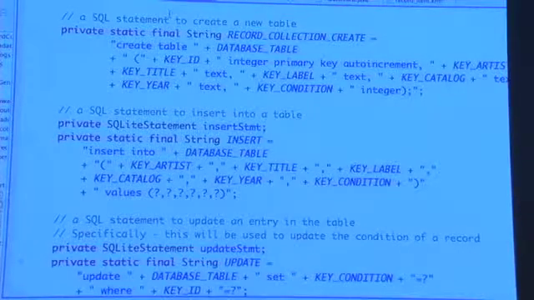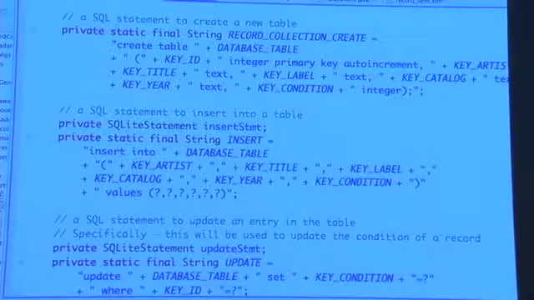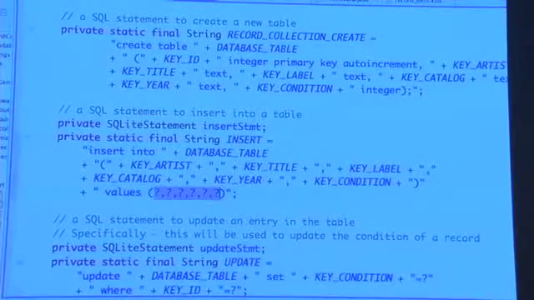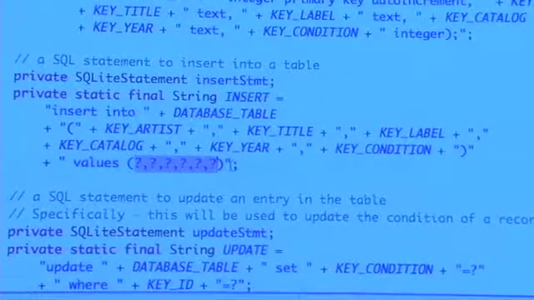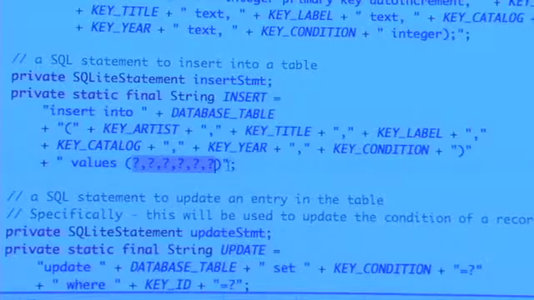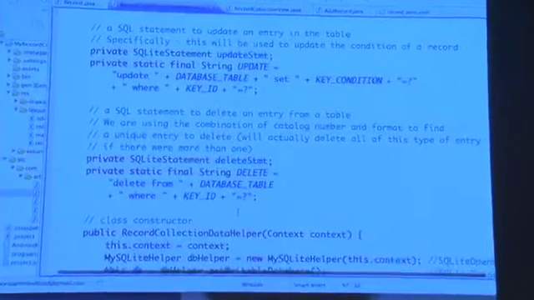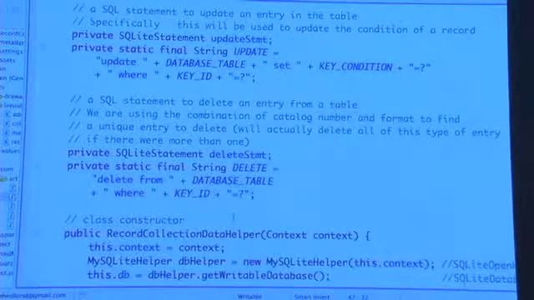So this is a good way to do it, to create the SQL statements as static final strings. For example, this insert string is just an insert SQL statement. It's insert into your database table and then the columns that you want to be inserting into, and then it's got this values clause filled with question marks. Basically, my insert method is going to bind values into those question marks at execution time. So that's my insert statement. Similarly, I've got an update statement. Remember, the only thing my app does is update the condition of a record.